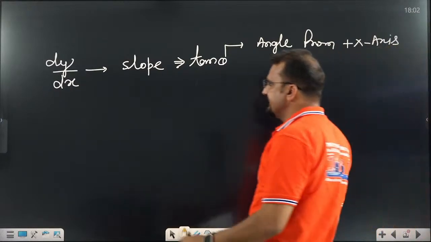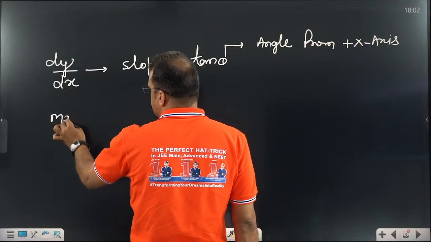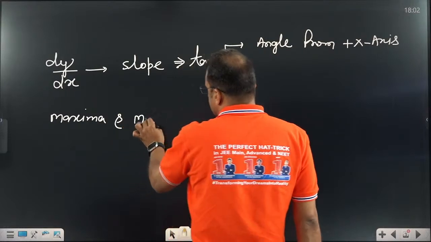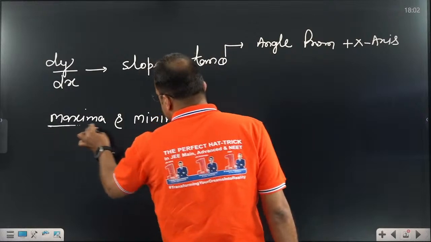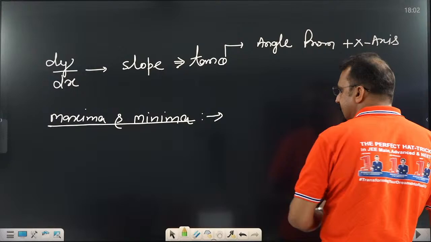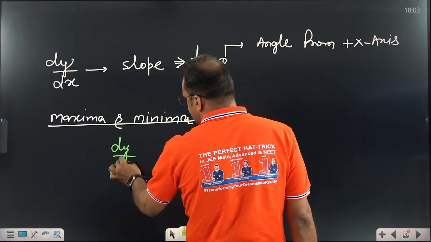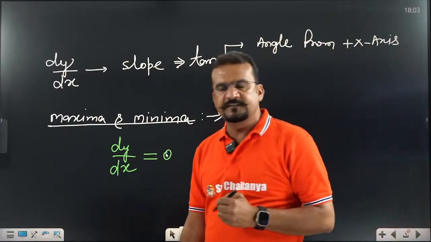What was the second concept? Second concept was maxima minima. You tell me the steps for maxima minima. See, maxima minima are very rarely used in our physics, but that is an important one. You need to know about maxima minima. What is the step? First step is find dy by dx, put dy by dx equal to 0. This is the first step.